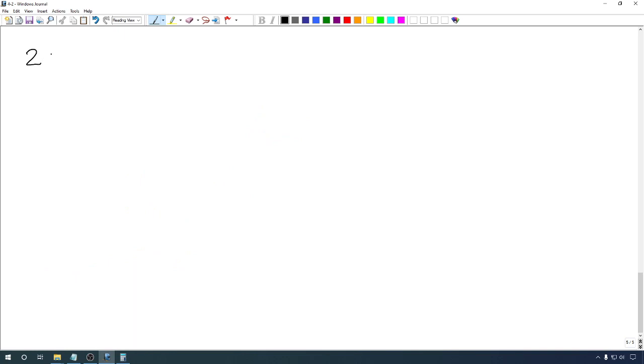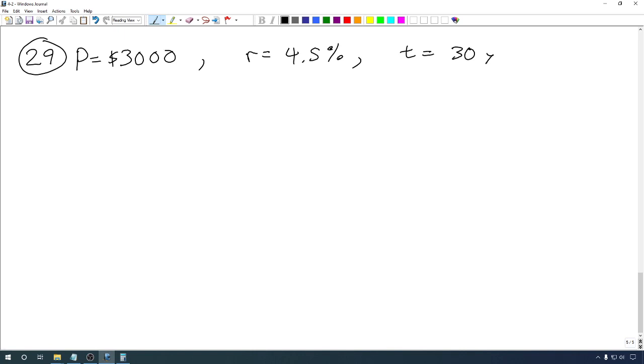Let's look at problem 29. The instructions here are: complete the table to determine the balance A for $3,000 invested at a rate R for T years, compounded n times per year. So we have $3,000 invested. That's going to be our principal amount. Specifically for the one that we're doing, so that was the general instruction for a set of problems. In 29 specifically, they give us an interest rate of 4.5% and a time span of 30 years.